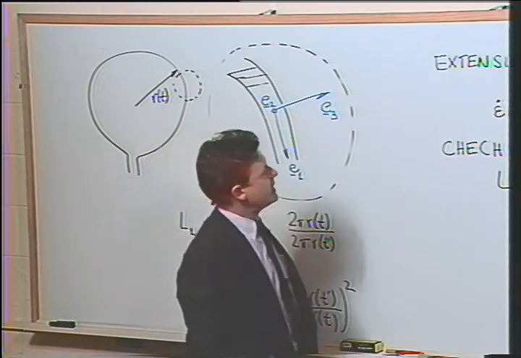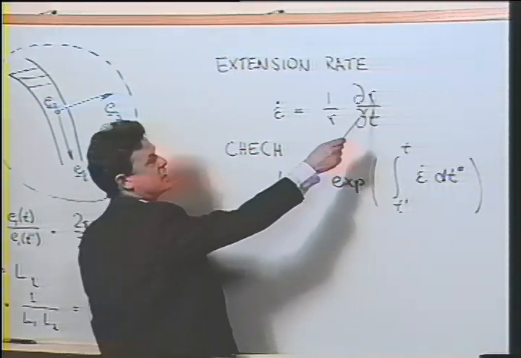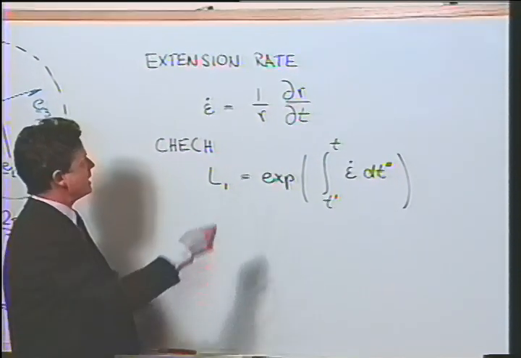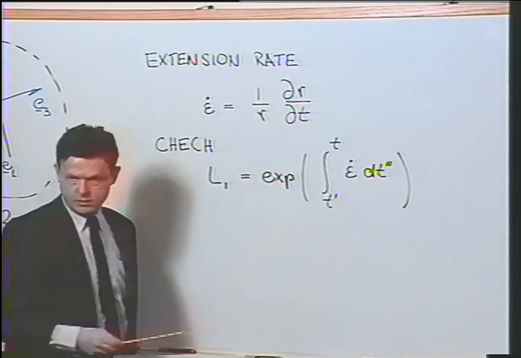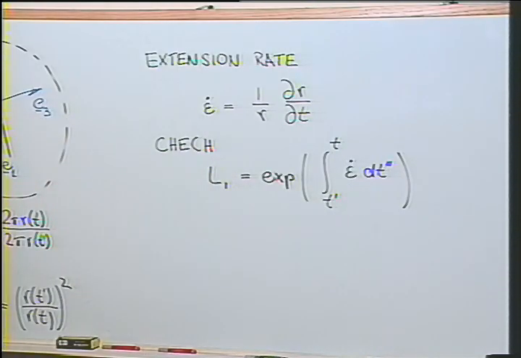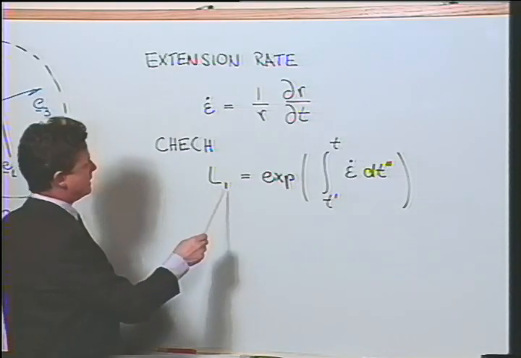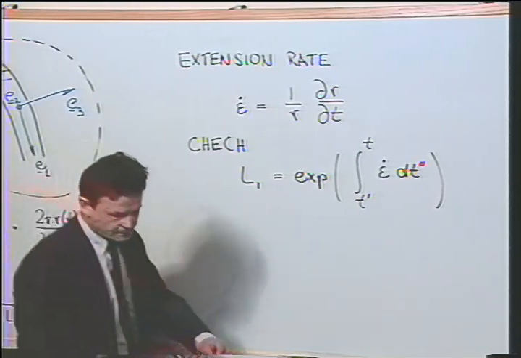We also could look at the extension rate, which is given by this expression, the change of radius divided by the instantaneous radius. And you can check if you put this extension rate into the formula which we derived before for stretching in one direction, then you can check that this λ1 is equal to the formula which is given here.